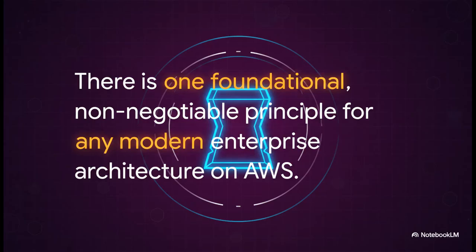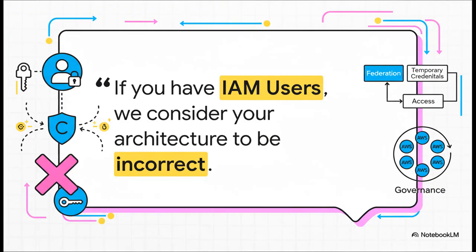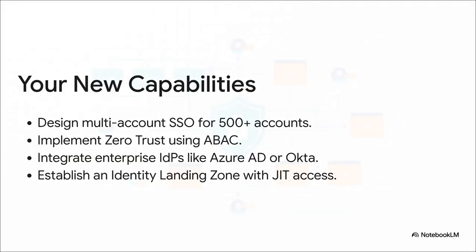But there's one rule that really stands above all the others. It's a foundational, absolutely non-negotiable principle for any modern enterprise architecture on AWS. So, the crucial point is this. Permanent IAM users with long-lived access keys are considered an anti-pattern and a major security risk. All human access has to be federated through Identity Center to leverage temporary credentials. Period, full stop.